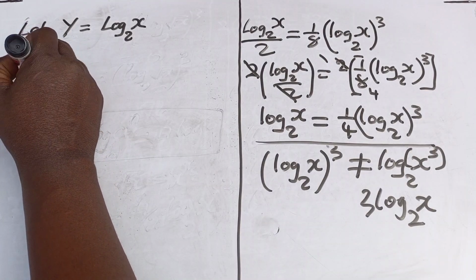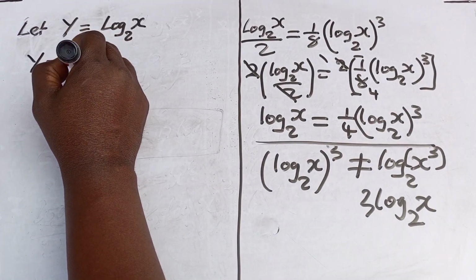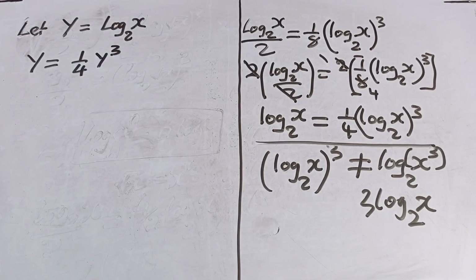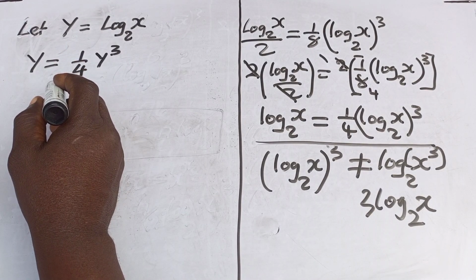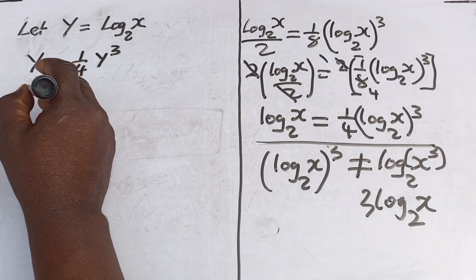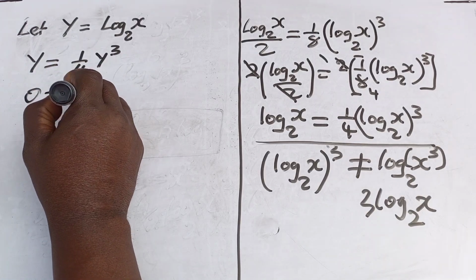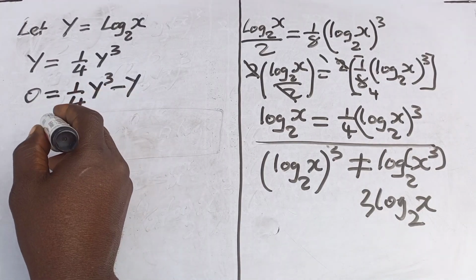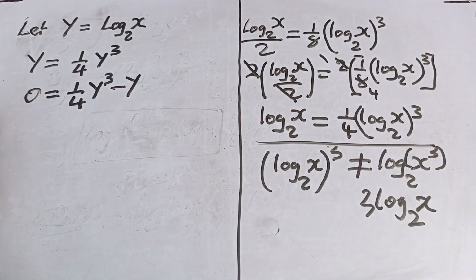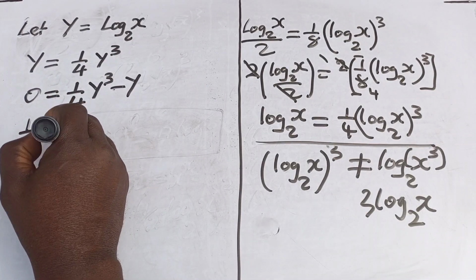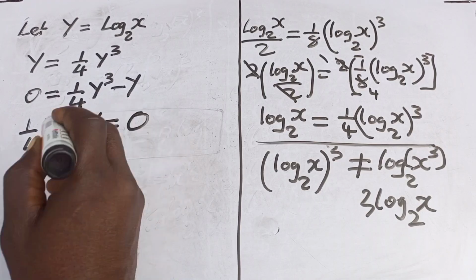So we're going to have y will be equal to 1/4 y cubed, sorry, 1/4 y cube. That's what we obtain. So let us solve for y. How do we solve for y? We take this left hand side and bring it to the right hand side, so that we'll have 0 is equal to 1/4 y cube minus y. All right, so let's rearrange it. Let's take this right hand side and bring it to the left hand side and take this 0 to the right hand side. So we have 1/4 y cube minus y is equal to 0.